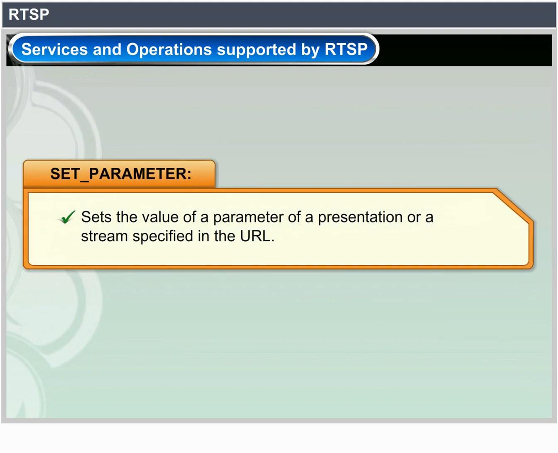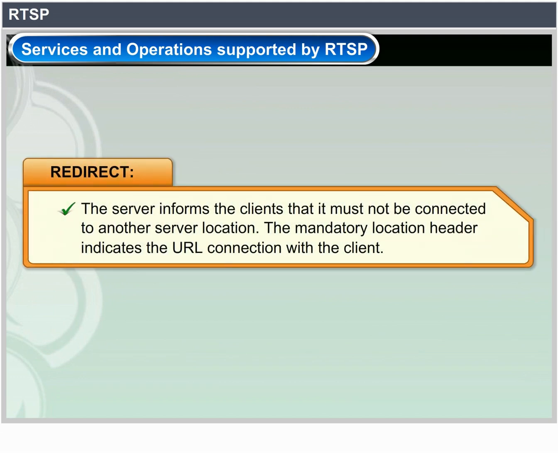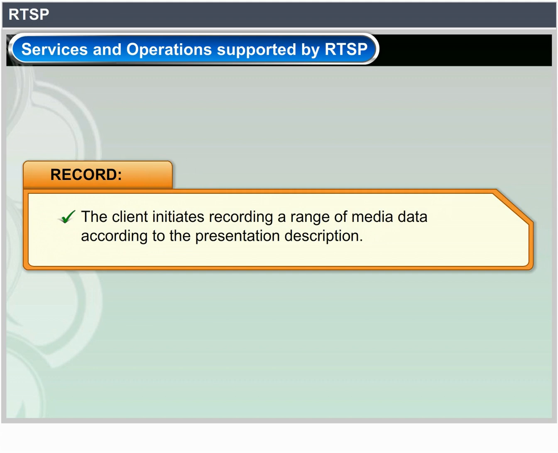Set parameter: sets the value of a parameter of a presentation or a stream specified in the URL. Redirect: the server informs the client that it must connect to another server location. The mandatory location header indicates the URL that the client should connect to. Record: the client initiates recording a range of media data according to the presentation description.